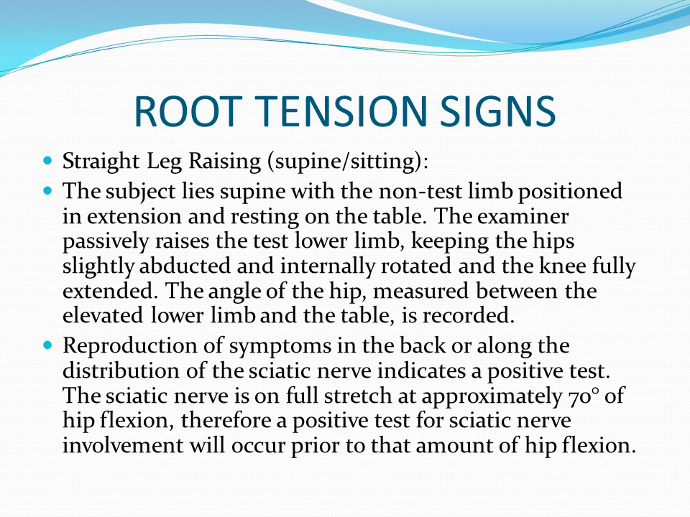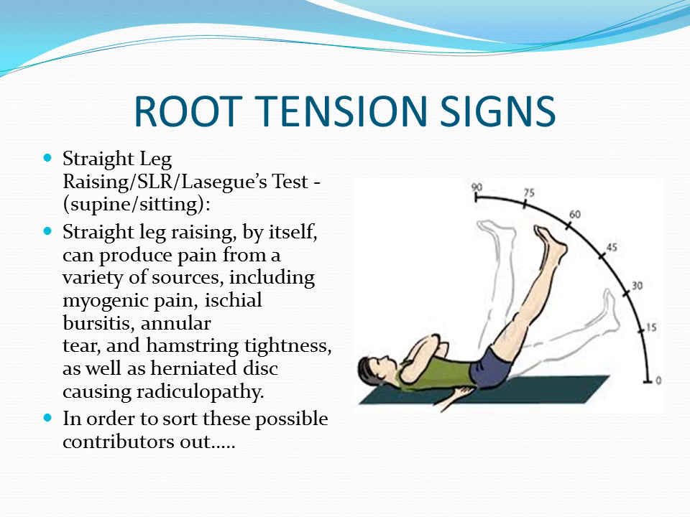Okay, so positive findings for straight leg raise testing include a report of lower back pain and/or report of pain down the back of the leg in the distribution of the sciatic nerve. So for those of you that have the PowerPoint, I have a diagram here that indicates that the greatest tension on the nerve is between 20 and 70 degrees of hip flexion angle.